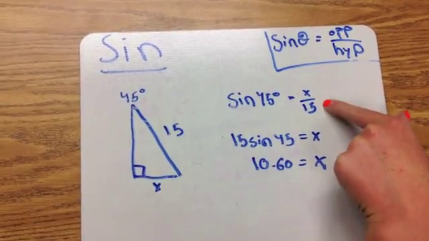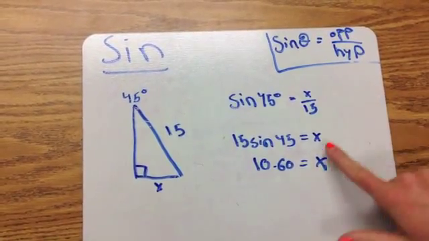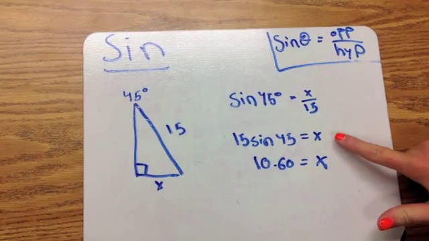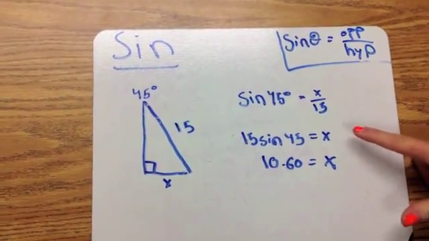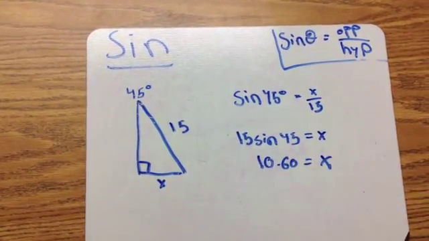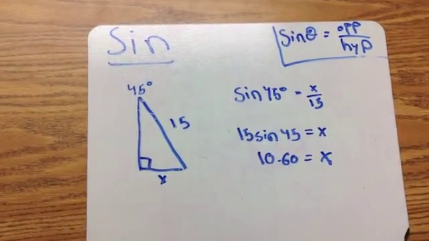And the next step is to move the 15 over, so to multiply the 15. So it's 15 sine 45 equals x. And all you simply do after that is punch that into your calculator, and that's what you get.